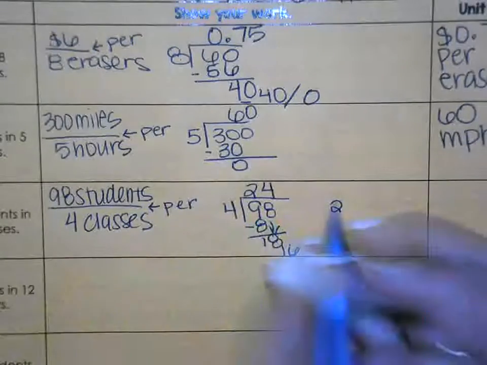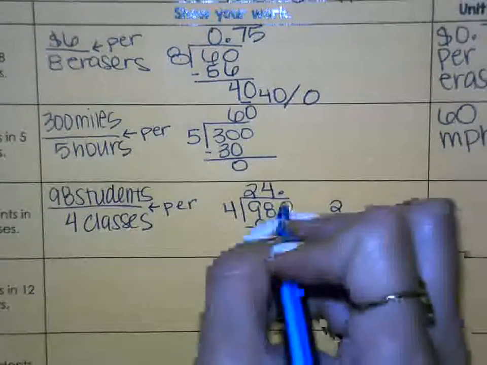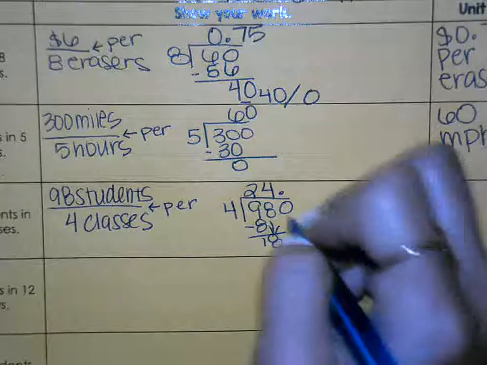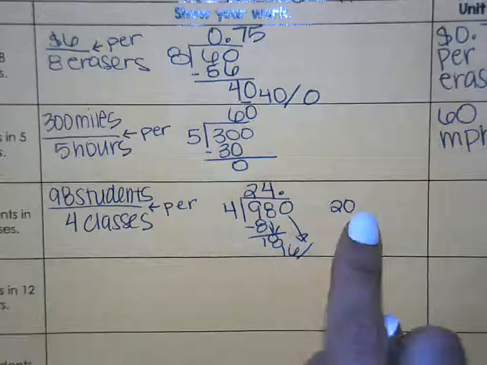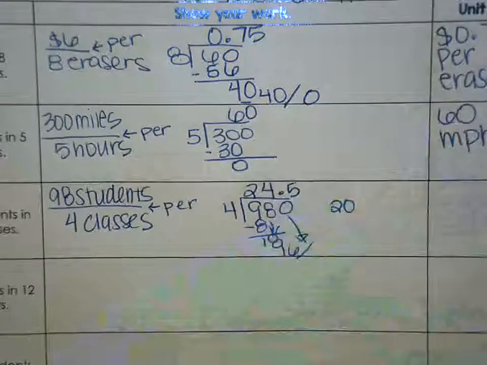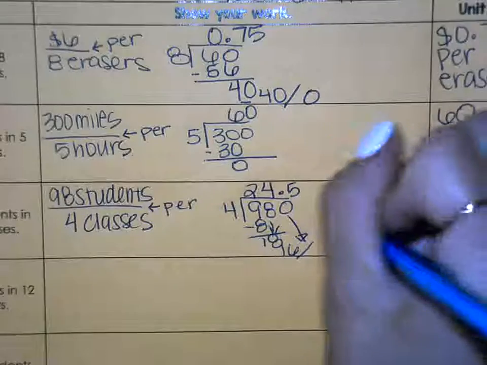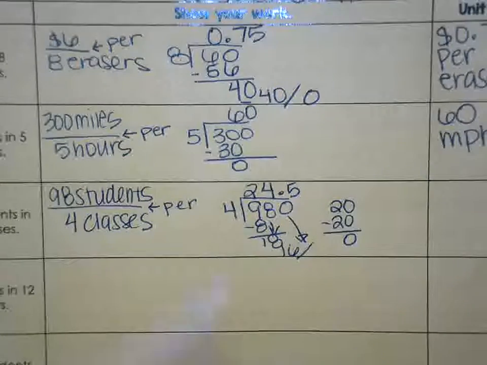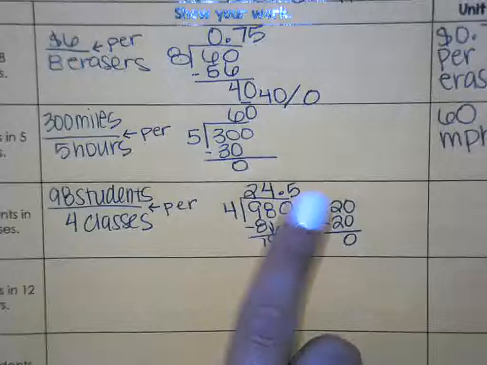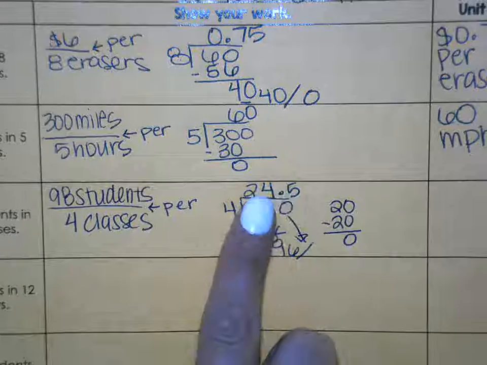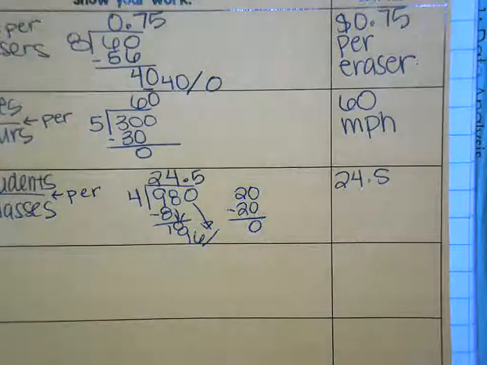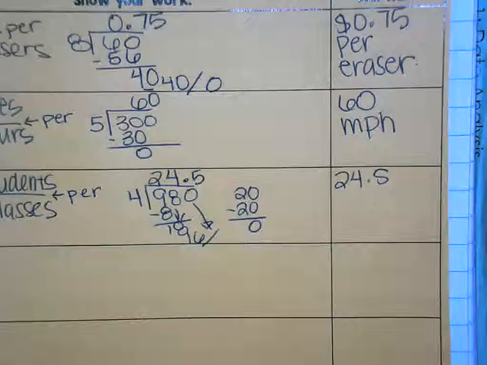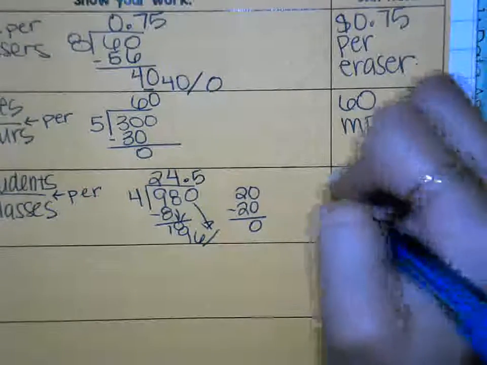I'm not done, so I need to add a decimal and add a 0. Bring it down, and I now have 20. 4 goes into 20 5 times, and that's 20 minus 20 is 0. Now notice I didn't get to the 100 spot. That is okay. That is my answer. I can stop, and I do not have to round. So in the unit rate, I would write 24 and a half, 24.5, and it's 24 and a half students.